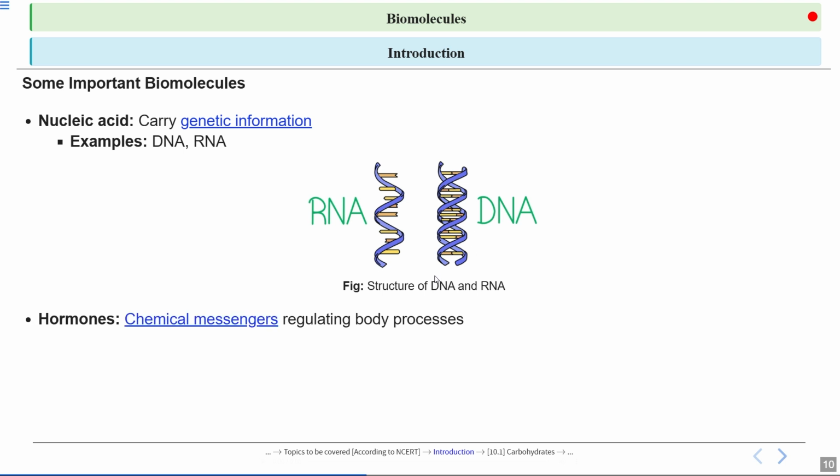Now let us talk about hormones. Hormones are chemical messengers that help regulate various processes in the body like growth, metabolism and mood. They travel through the bloodstream to target organs and tissues. Examples of hormones include insulin, which helps control blood sugar levels, and thyroid hormone, which regulates metabolism.